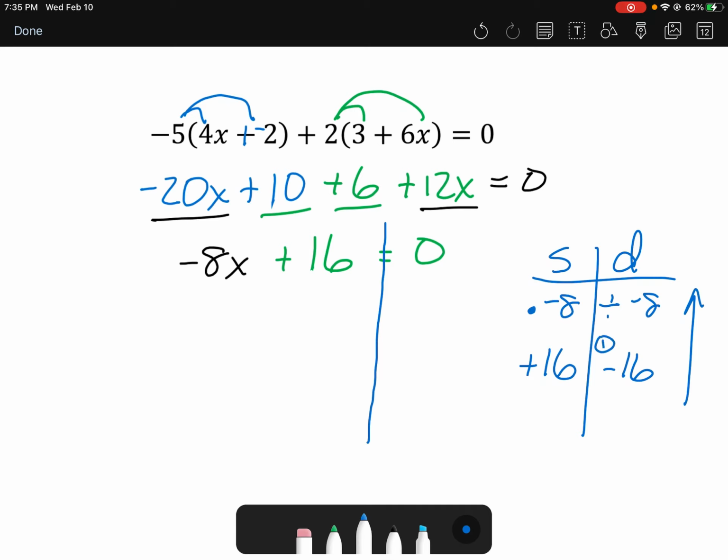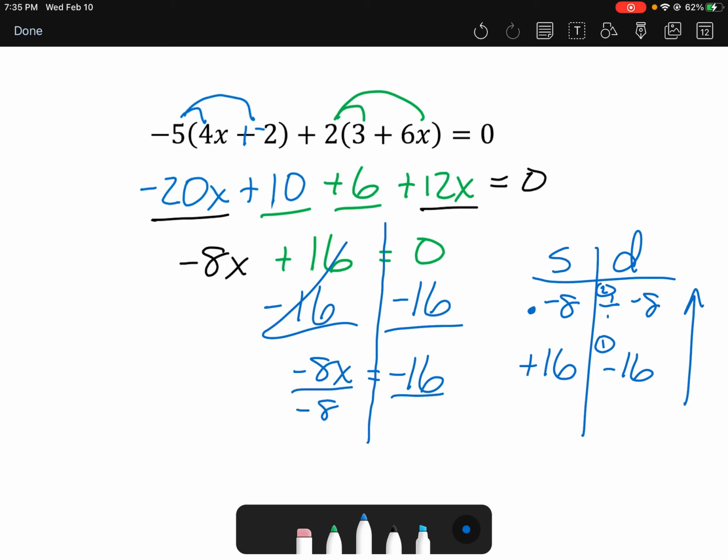My first step, I am subtracting 16. Minus 16, minus 16. Those two cancel each other out. I have negative 8x is equal to 0 minus 16, or negative 16. Step 2, divide by negative 8. So I can go ahead and divide both sides by negative 8. Cancels those guys out. X is equal to negative 16 divided by negative 8, or positive 2.